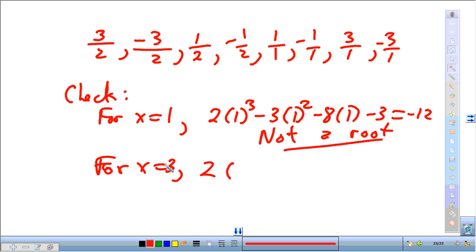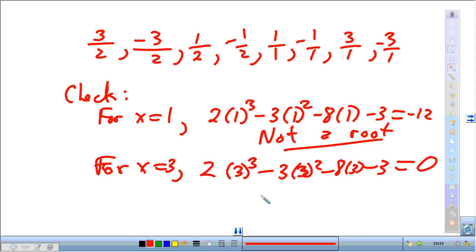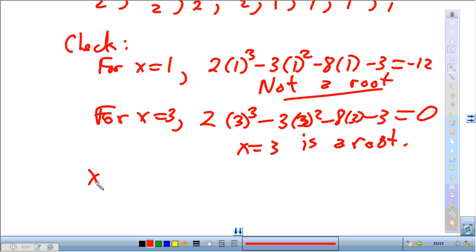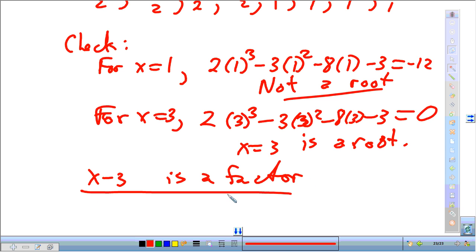So I could go, let's check 3. So 2 times 3 cubed minus 3 times 3 squared minus 8 times 3 plus 3. And this time we get a 0. So we found a root, and x minus 3 is a factor of that original third degree polynomial.